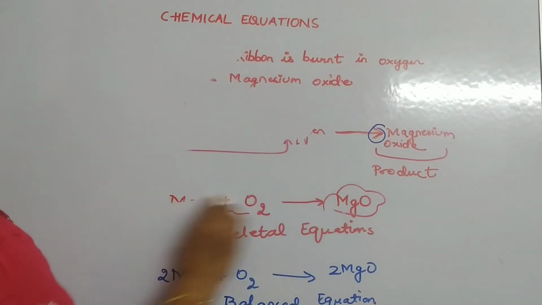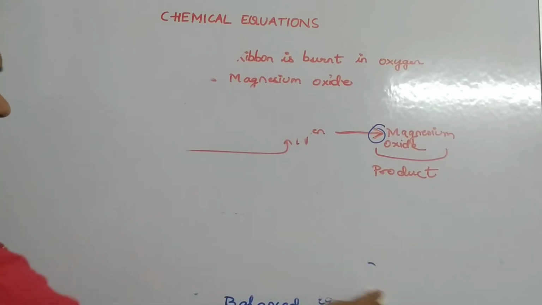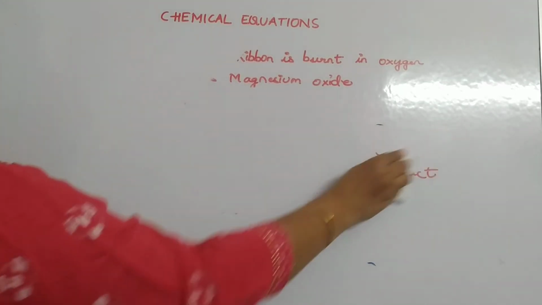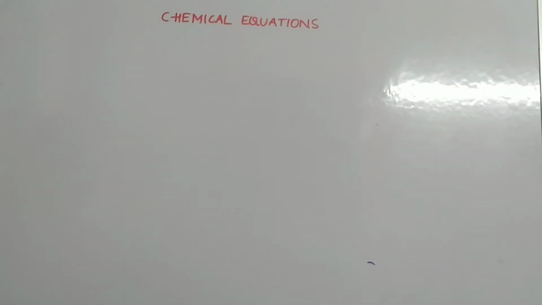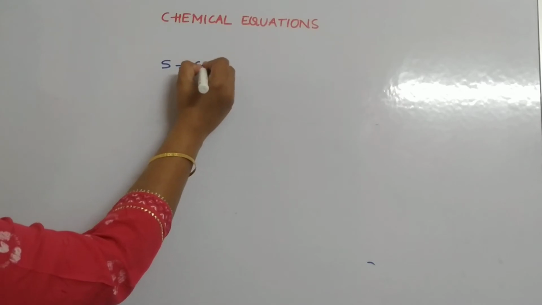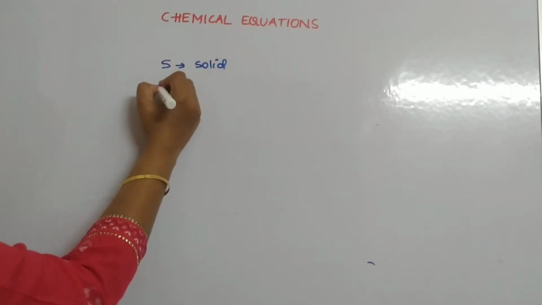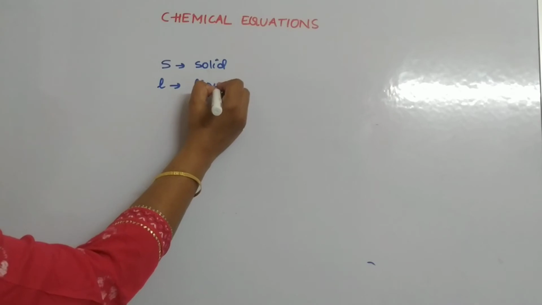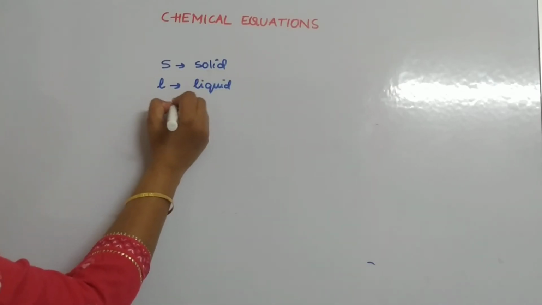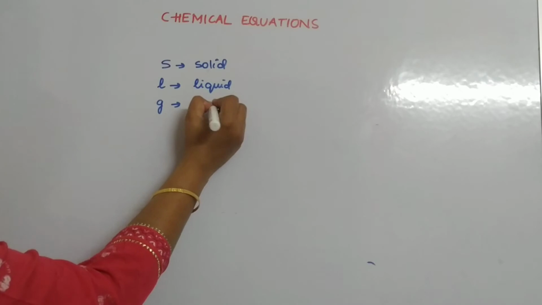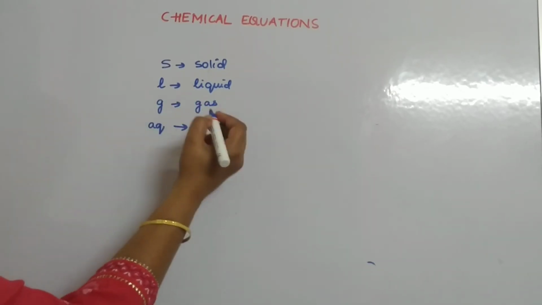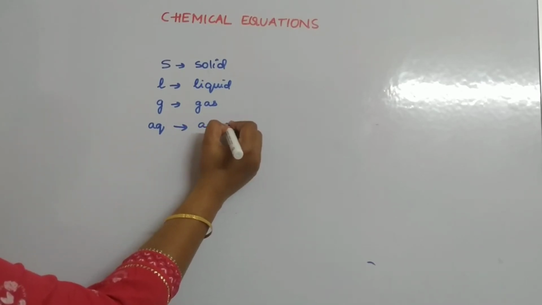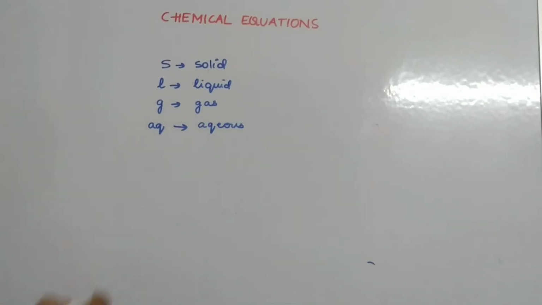We can always make the reaction more informative by telling the physical states of the reactants as well as the products, meaning whether they are in solid form. If it's solid, we write S. If it is liquid, we write L, small l. If it is gaseous, we write G. If it is aqueous, it means it is in solution form, but the solution is made in water, meaning water is the solvent, and that is how we write aqueous.